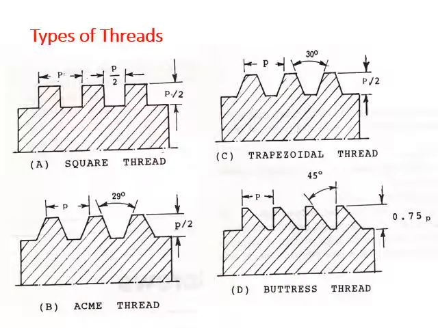Under the types of threads, we have square thread, trapezoidal thread, acme thread, and buttress thread. You can see here the angles that each has. A square thread has perpendicular flanks, a trapezoidal thread has 30 degrees, an acme thread has 29 degrees, and a buttress thread has 45 degrees.